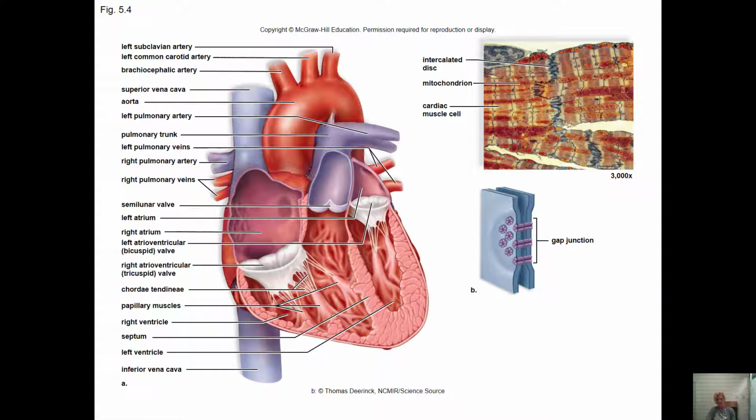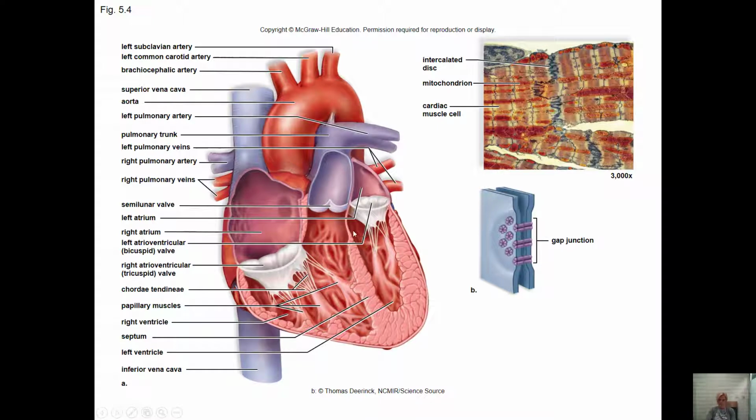A good way to understand the function of these valves is to watch an animation, and I'll show you that shortly. But do know the structures here. This is the right AV valve or tricuspid valve. This is the left AV valve or mitral valve. This is the pulmonary valve. And the one valve that we can't see in this diagram is the aortic valve. That's at the base of the aorta, and that extends down into the left ventricle.